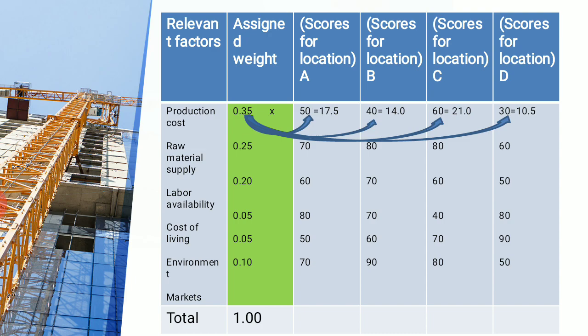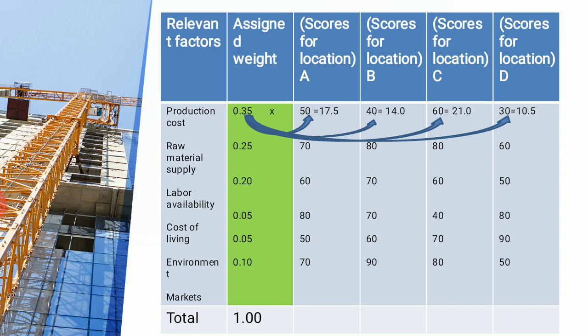First we try to find out the relevant factors. Which factors have we taken? Okay, production cost, raw material supply, labor availability, cost of living, environment, market, etc. Now we have provided scores, assigning each one of them a weight, say 0.25, 0.25, 0.20, 0.05, depending upon its importance. We have provided the weightage to it, right? At the end, if you see, the score is 1.00, right? So we have to keep in mind that it will not exceed 1.